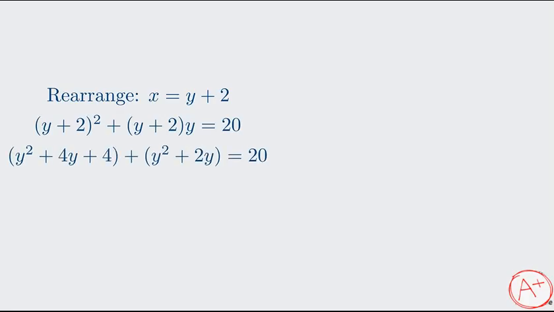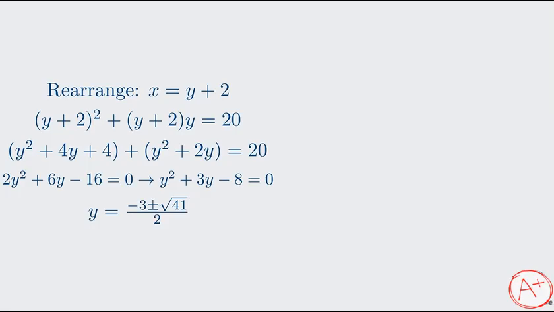For the medium question, rearrange the linear equation to get x = y + 2. Substitute this into the second equation. Expanding, we get y² + 4y + 4 + y² + 2y = 20. Collecting like terms, 2y² + 6y − 16 = 0. Dividing by 2 simplifies this to y² + 3y − 8 = 0. Using the quadratic formula, y = (−3 ± √41)/2. Then find x by adding 2.